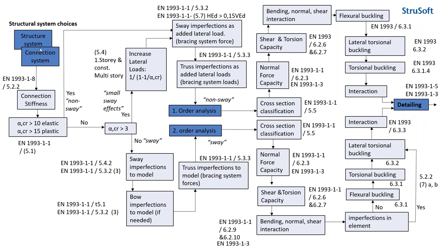And now it's important to know that we also have to have the connection systems ready before we start this buckling or alpha critical analysis. And there we have a connection stiffness, which is defined in the Eurocode 3 subpart 8. And this is the clause number which defines the connection stiffnesses.